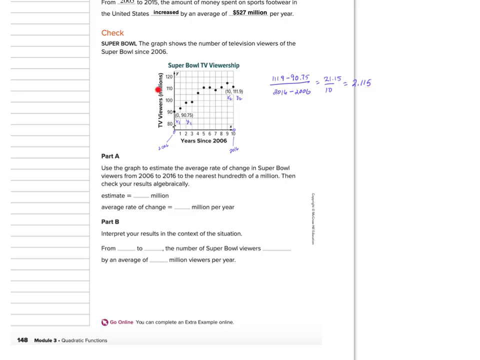And now we were talking about millions. So it looks like from 2006 to 2016, we increased on average 2,115,000 or 2.115 million viewers. So that's what they are talking about in that estimate. Some years they increased by more than others, but again, we are talking about an average rate of change from that point to that point. So that's overall where we're at.